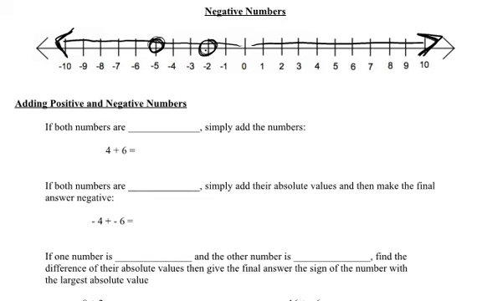You can also think about it if you're $2 in debt versus if you're $5 in debt. So you're missing money both ways, but you're missing less money with negative 2. So you kind of have more. That's why negative 2 is bigger than negative 5. So again, any number to the right of another number is bigger than that other number.